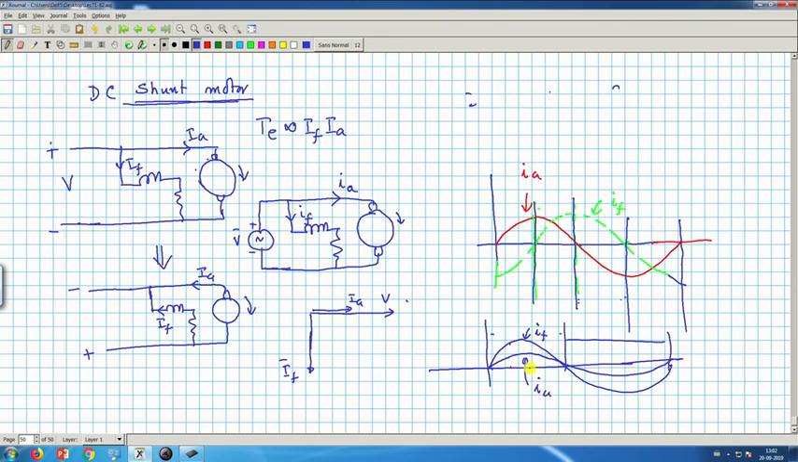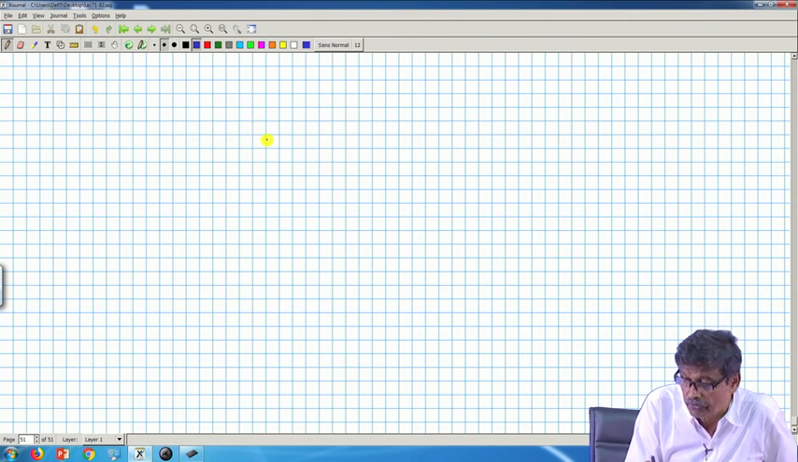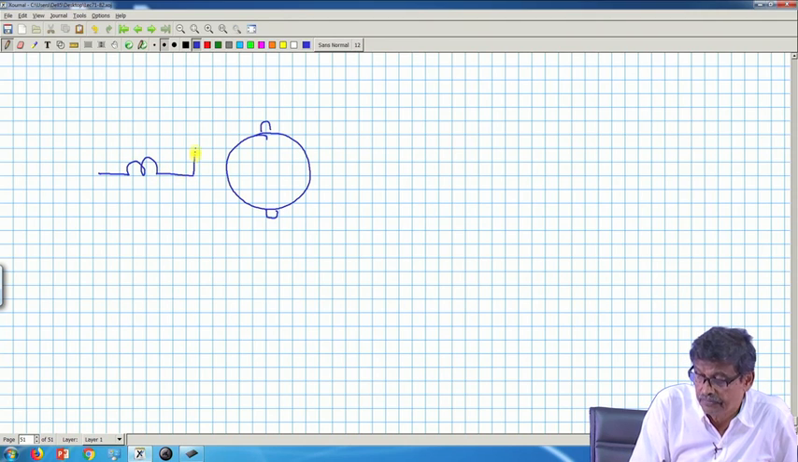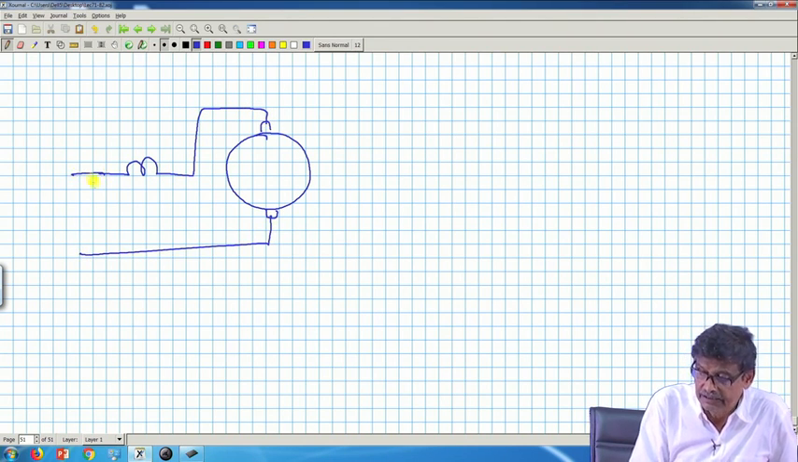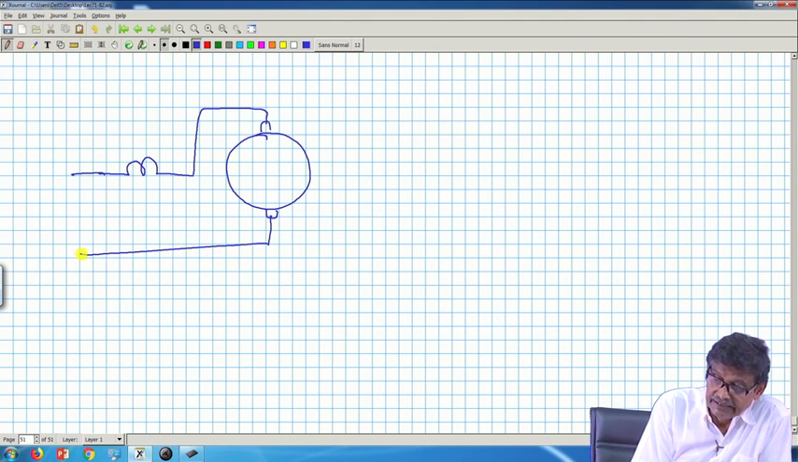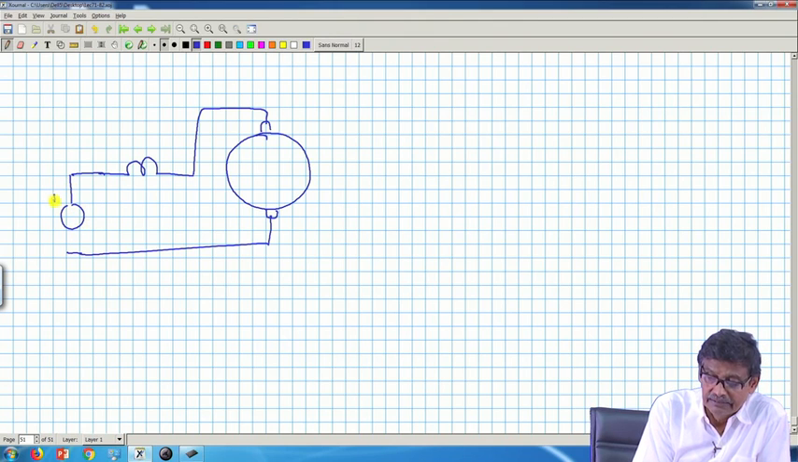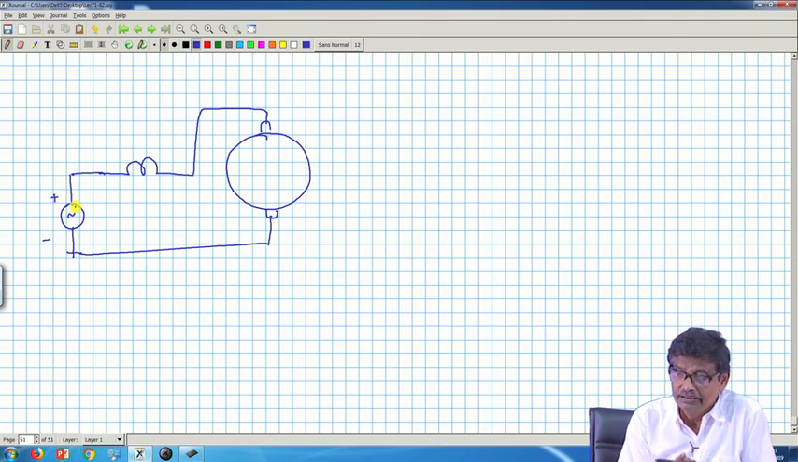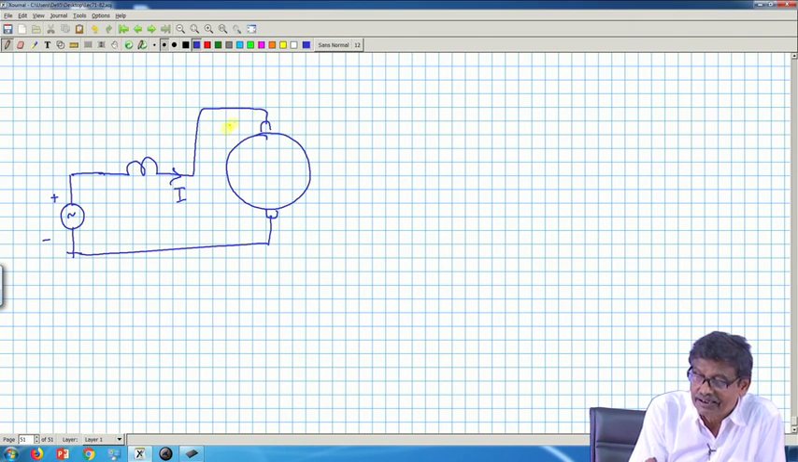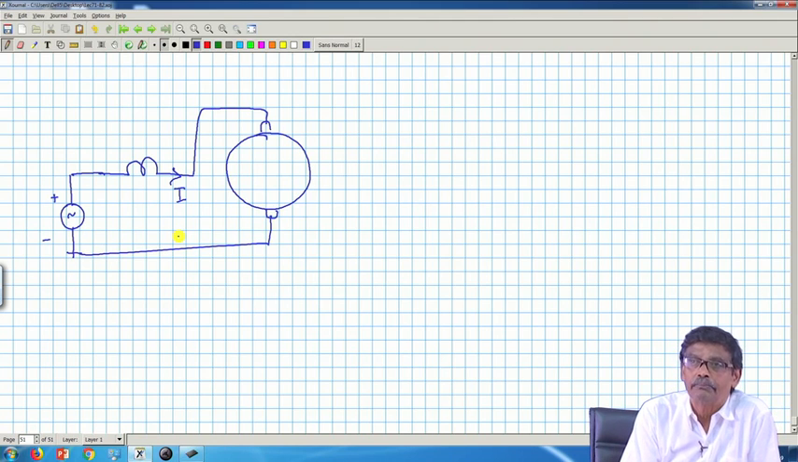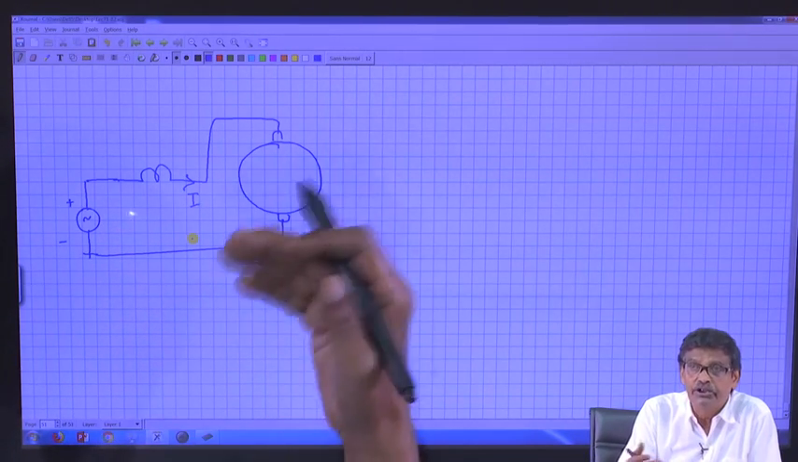Therefore, it looks like IF and IA will be in phase, provided it is a series motor. This is the field, and this is the armature; it is a DC series motor. In this case, if you apply an AC supply, I do not care, because the armature current and field current are the same, and they cannot but change together. That is, in this case both armature current and field current are the same and indistinguishable.